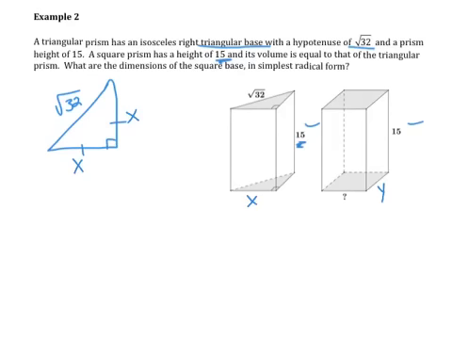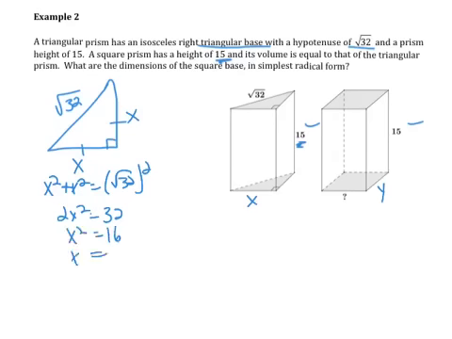We know that x squared plus x squared is going to be radical 32 squared. So 2x squared is 32. X squared is going to be 16. So x is 4, which means the base area, it's a triangle, is 1/2 times 4 times 4, and that's going to be 8. So if this is 8, that means this is 8. So 8 over here, the area of a square is y squared is equal to 8.